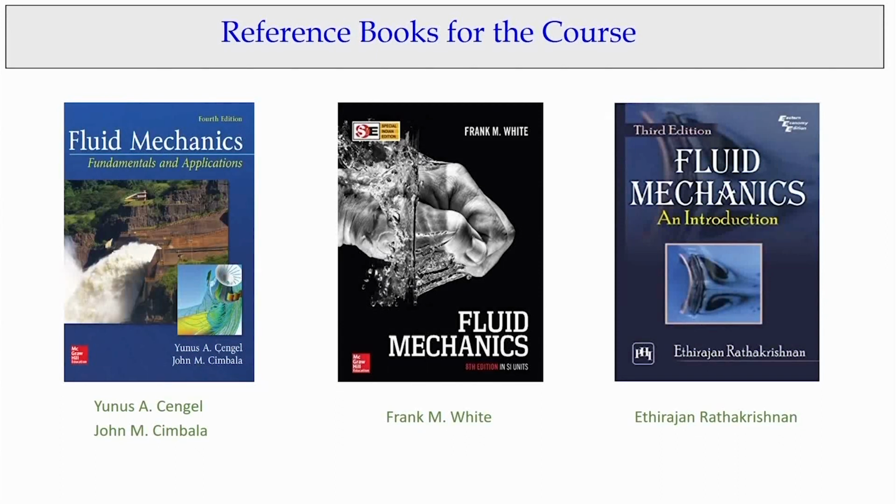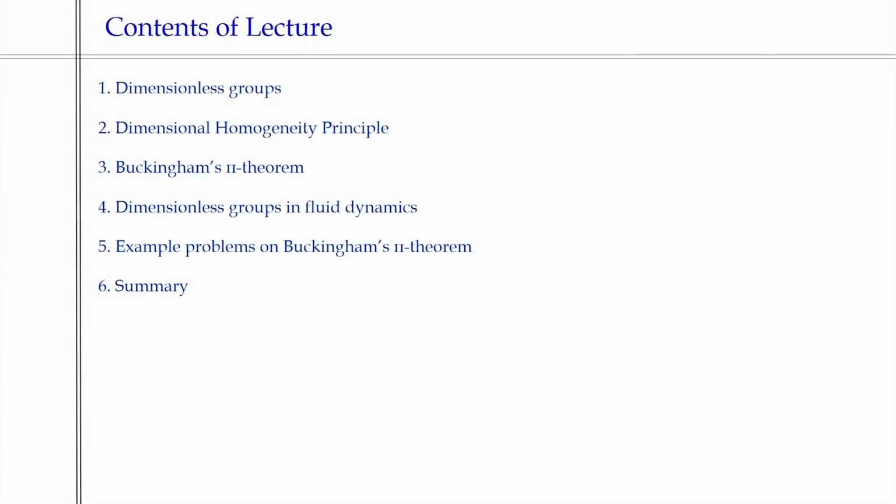Again, I am following the three books which we already discussed earlier: Senthil Simbala, F.M. White and Radhakrishnan. Today I will start with a lot of good examples which we have carried out and discussed. I will talk about dimensional groups, dimensional homogeneity principles, Buckingham pi theorems, and the dimensional groups used in fluid flow. That is what I will introduce to you. Then we will discuss some example problems based on Buckingham pi theorems and we will have a summary.